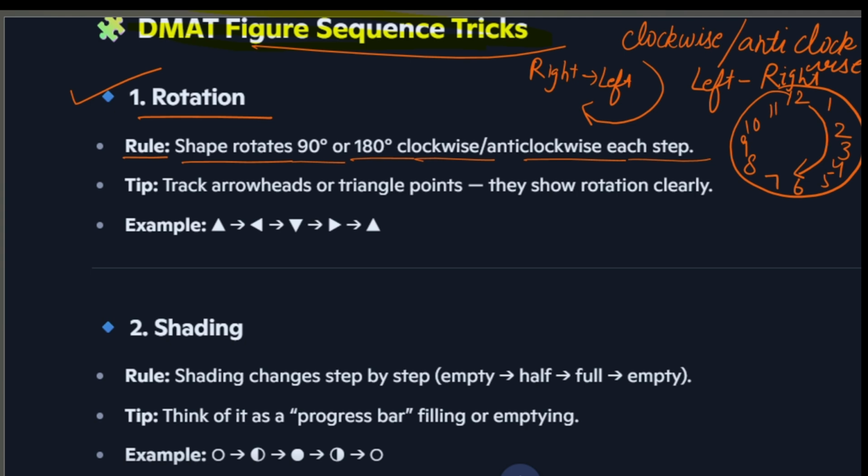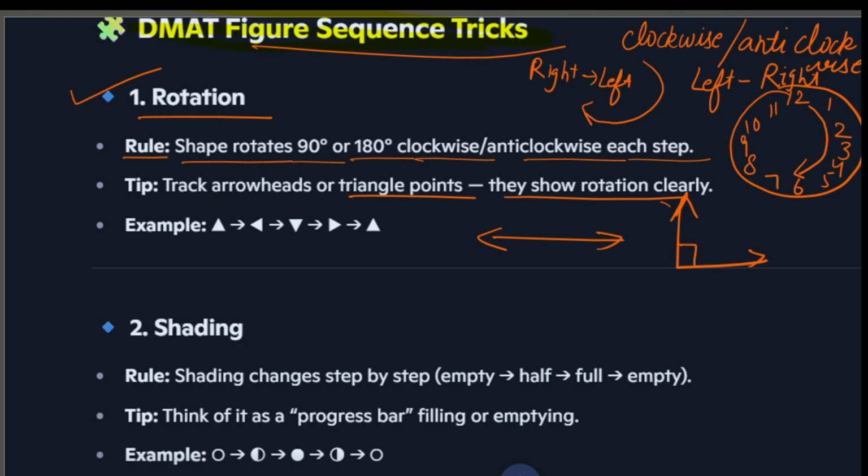If something is rotating 90 degree, it means it rotates by this angle, and 180-degree is like this. Track arrowheads, triangle points, they show rotation clearly. You have to track the arrow points, like how something is moving, and remember that. For example, this is an example in front of you.